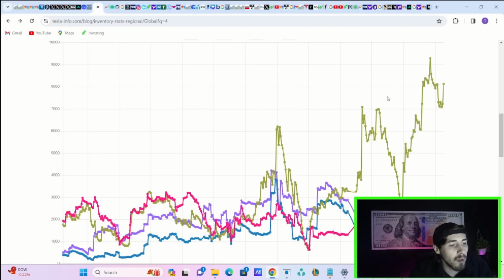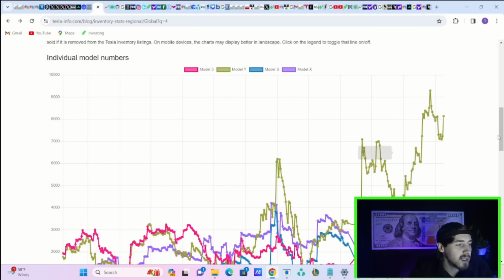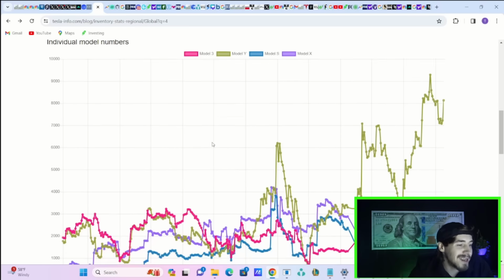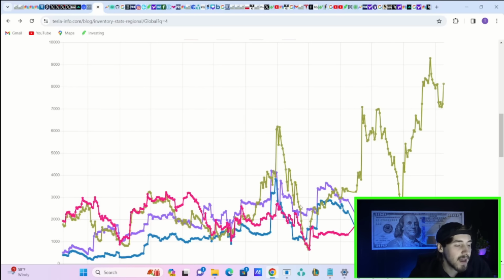Global inventory numbers for the Tesla lineup increasing for the Model Y, now at about 8,100 vehicles in inventory. This is up about 900 vehicles from yesterday. I'm starting to think this is more of just an increase of production kind of thing, rather than people just not buying the Model Ys as much, because inventory grows because of two things, and two things only: because less people are buying the product, or production has increased.